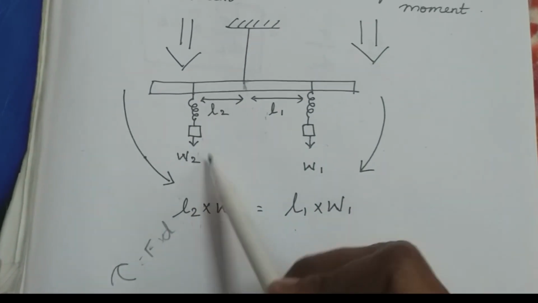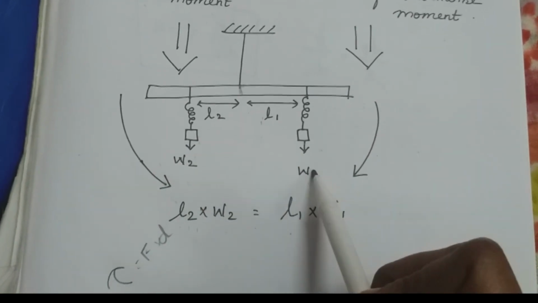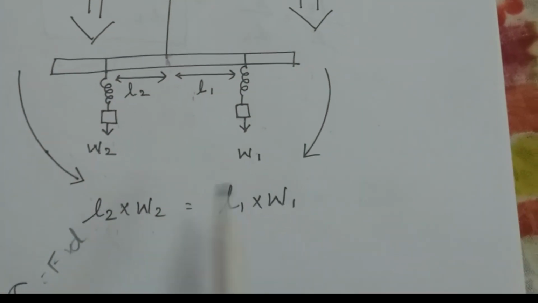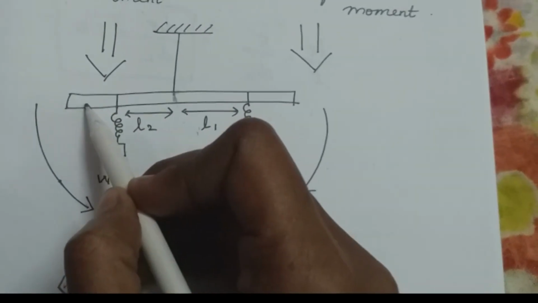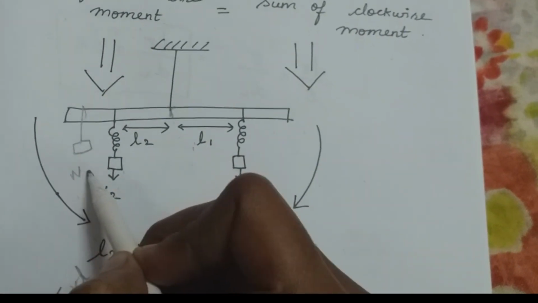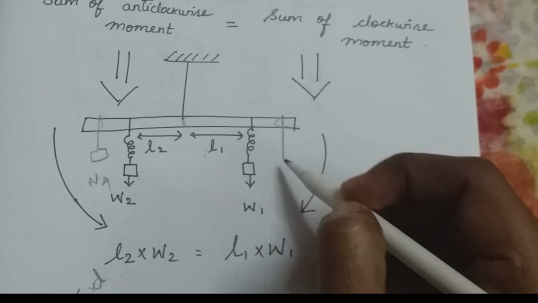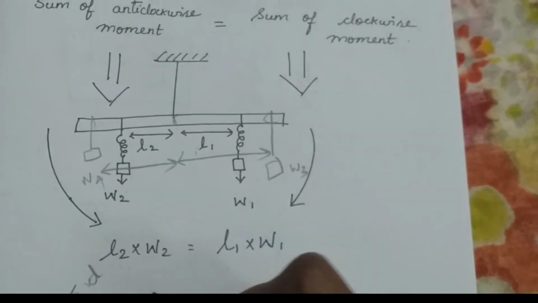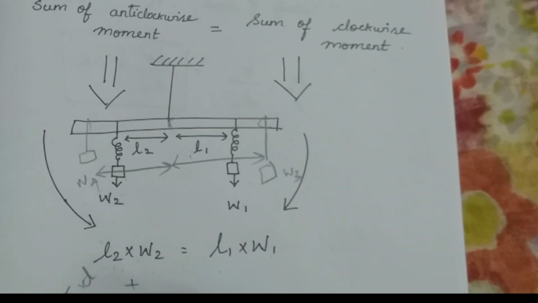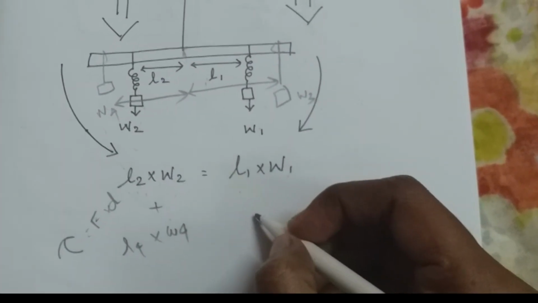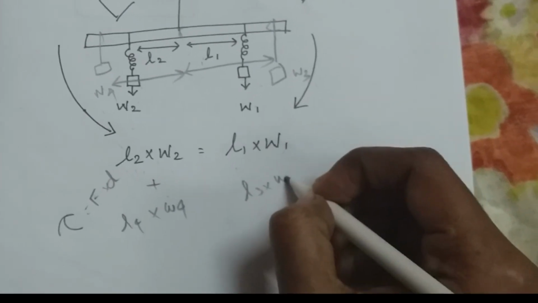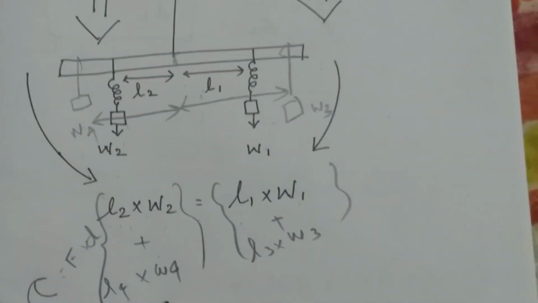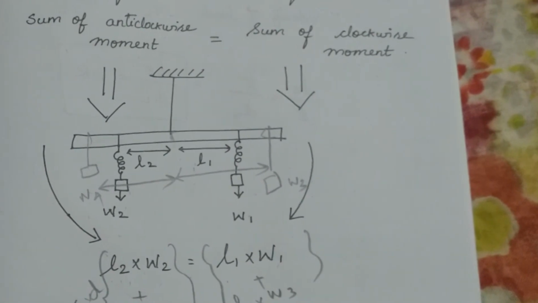In this case, we have only one weight, W2 for anti-clockwise moment and W1 for clockwise moment. So this formula I will call it as sum of the clockwise moment is equal to anti-clockwise moment. In case if there is another weight acting here, we call it as W4 and another weight here as W3. Now what we will do is we will find the distance like this and we will add that here. So it will become L4 into W4 and here it will become L3 into W3. So this should be equal to this. Then I will say the sum of the anti-clockwise moment is equal to the sum of the clockwise moment.